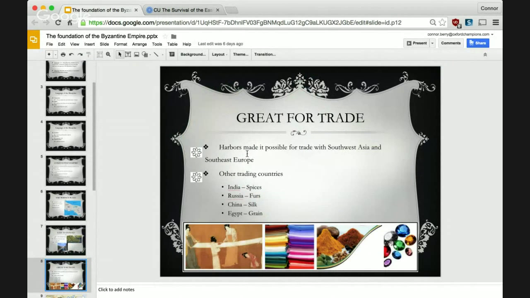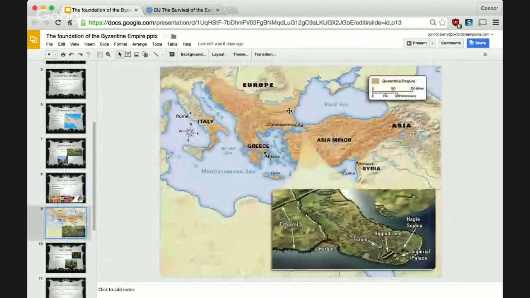It was also great for trade, right? It was a harbor, obviously between the land trade routes and the sea trade routes. So you can see all of these places, India, Russia, China, Egypt, they all came through that area. And we have another image of it right here. You can see more of a bigger picture of Europe. So it's right in there.